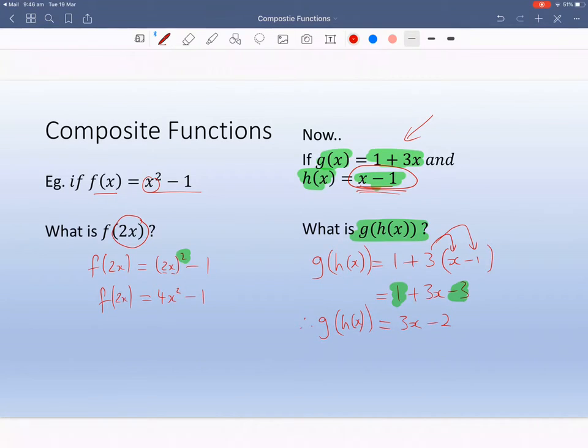So essentially we're doing the same skill, except now we're substituting a whole function into another function instead of just a number or something like that.